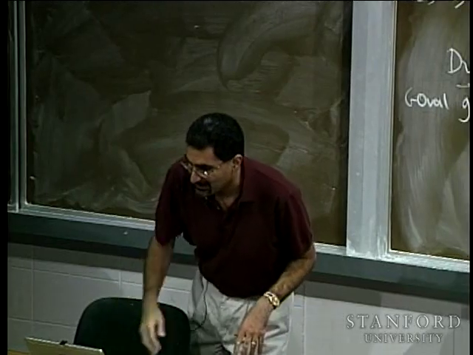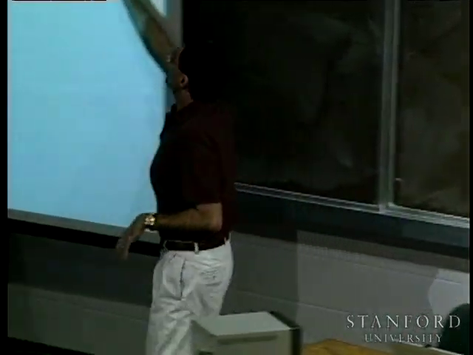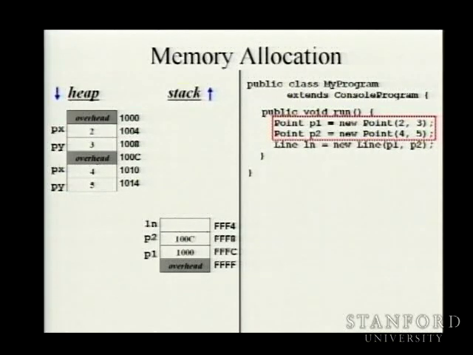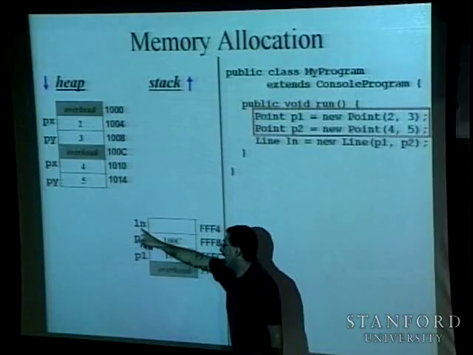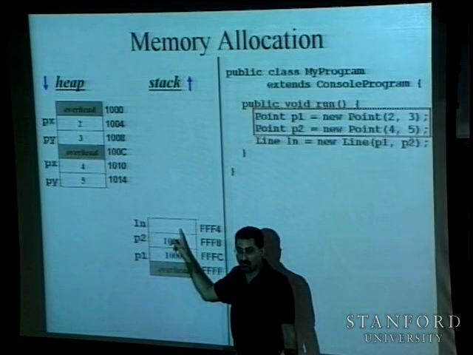Haha. Yeah, not funny. So when we actually create the 2 new points, we get exactly the same sort of diagram we had before, right? We have memory allocated on the heap at location 1,000 for point 1 and 1,000C for point 2. The other thing we have is in this version of the run program, we have a local variable called line, which I've just abbreviated ln. And so we've gotten some memory allocated for it over here.